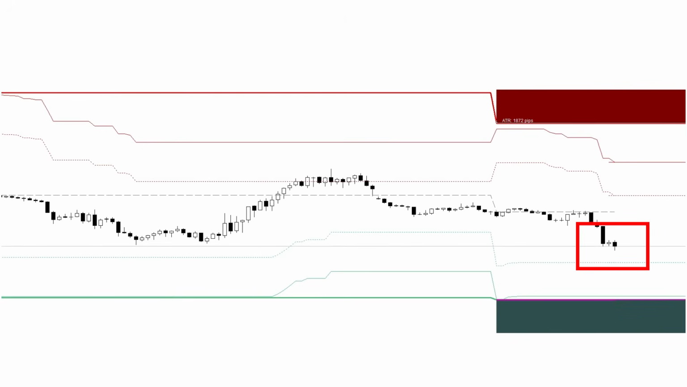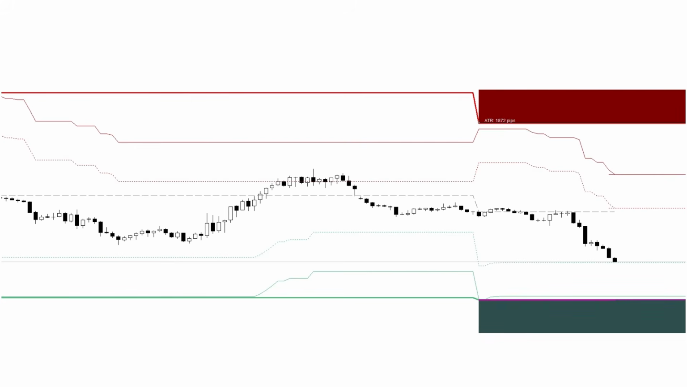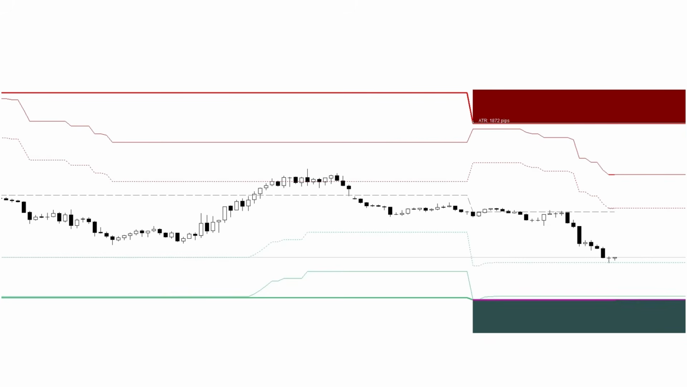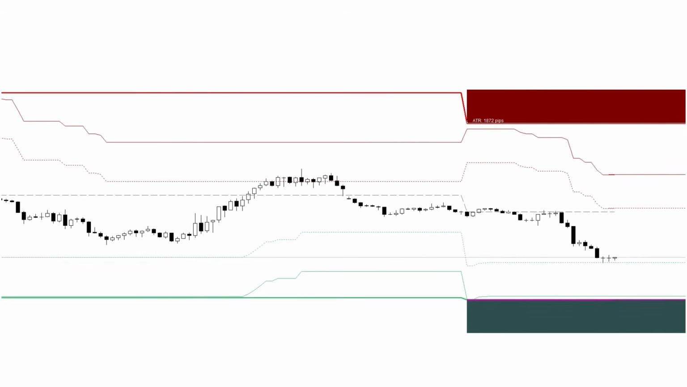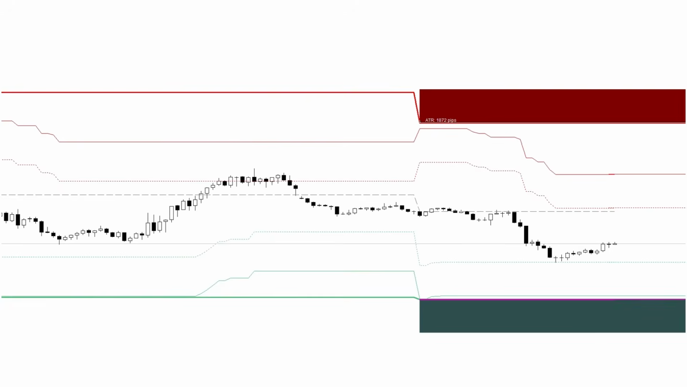Here on the chart, the price has approached the marked level. This is an important boundary of the daily range, and we can already see the market starting to slow down. The candlesticks are getting smaller. This is the first sign that buyers and sellers are fighting for control here, and the price may turn around.